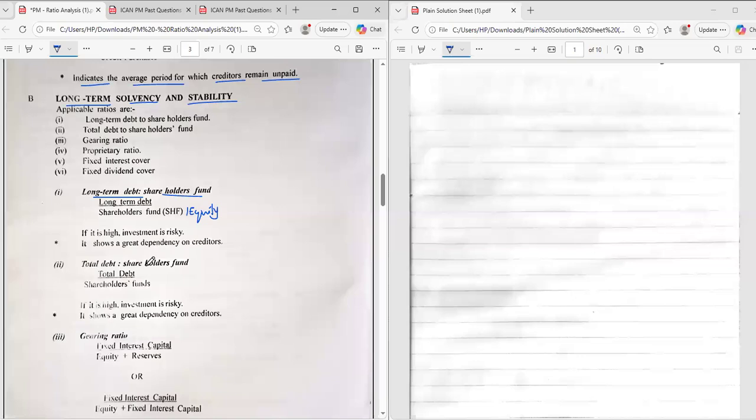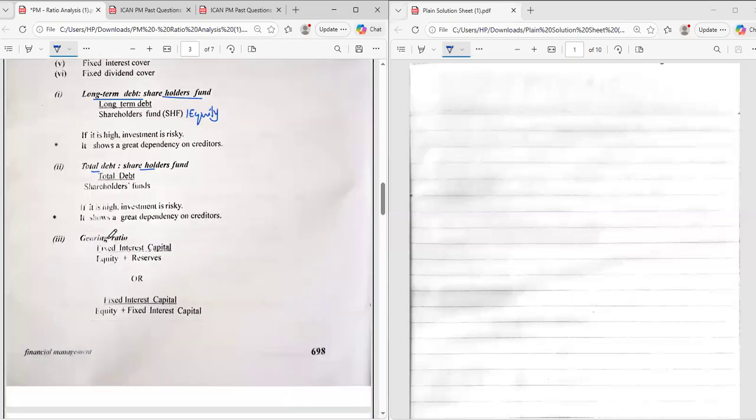The next one is total debt to shareholders fund. You know, debt is divided into short-term and long-term. So for the long-term debt to shareholders fund, they have only captured the long-term debt. Then for the total debt to shareholders fund, you're looking at total debt, which means both long and short term. Add your current liability and your long-term liability together to get the total debt. For long-term debt, it is only non-current liability that you want. Makes sense?